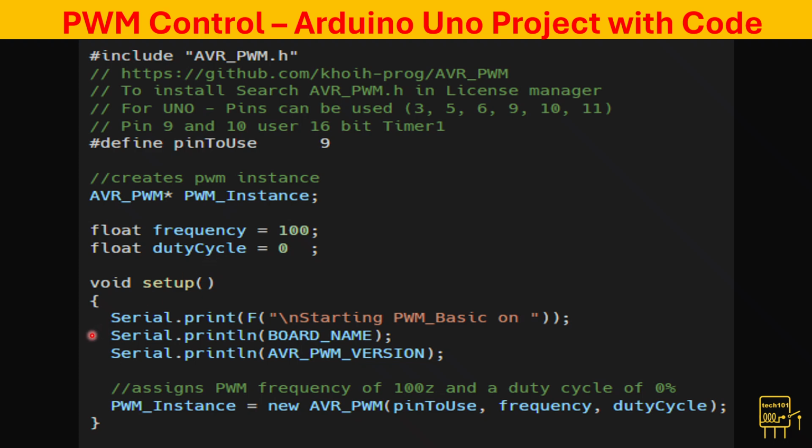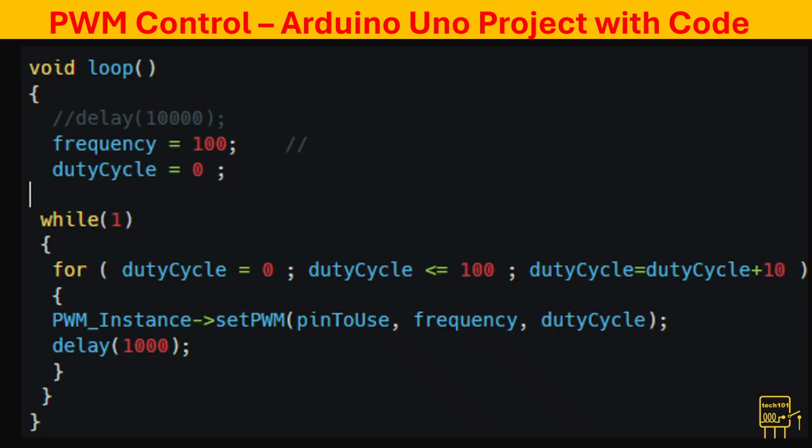The first 3 lines in setup are optional. They only describe and print information on the Arduino's debug port. The next line initializes the PWM instance by assigning it the required information: frequency, duty cycle, and pin to use. Here comes the interesting part. In the loop section for Arduino, I have declared a continuous while loop, which carries in its belly a for loop. The job of the for loop is to assign a new duty cycle every 1 second by increments of 10 and keep the frequency the same. The idea is to generate a PWM on pin 9 starting from 0 and all the way to 100% by increments of 10%.